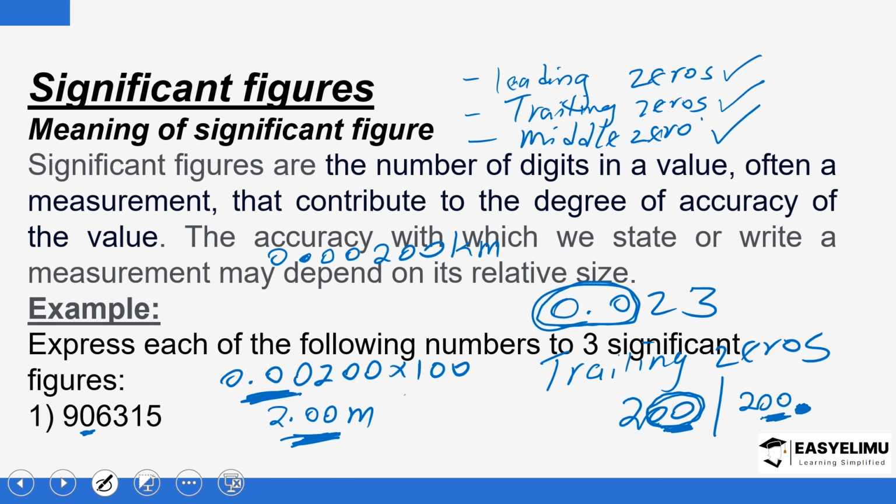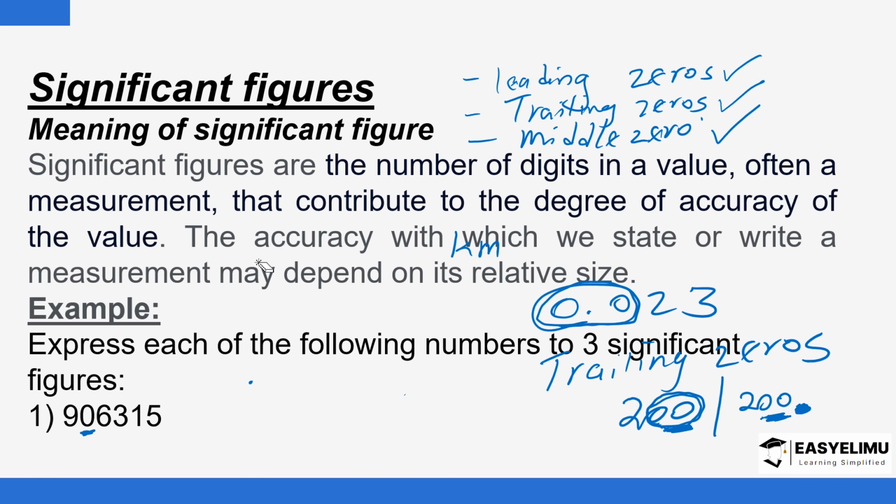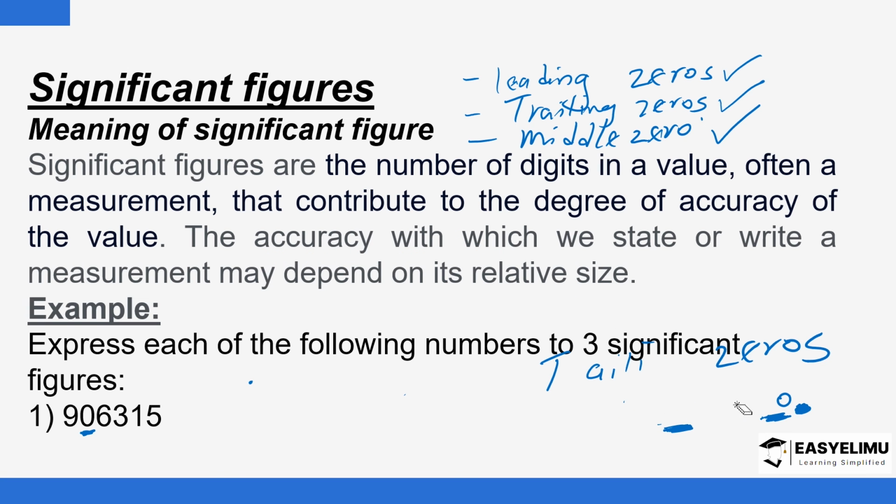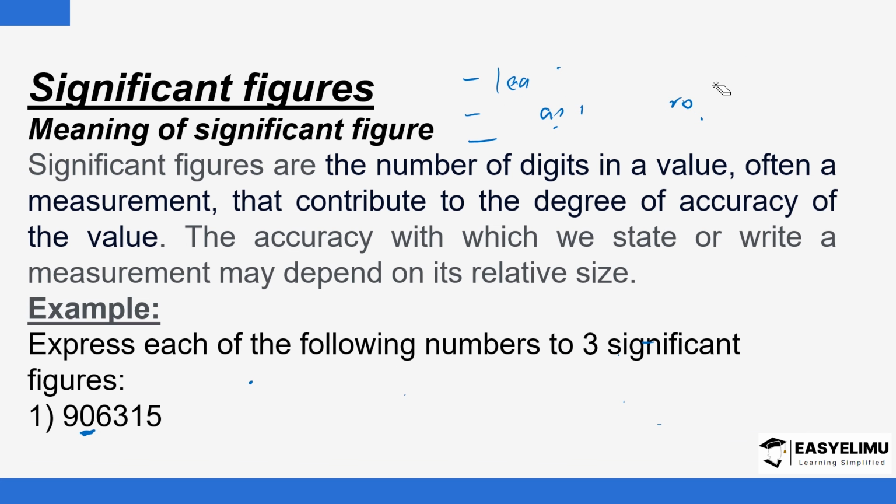So we want to express the number 9063152 to 3 significant figures. How many significant figures? 3. See, 3. So significant figures will count from the first non-zero digit from left as you move to the right. So we want 1, 2, 3.